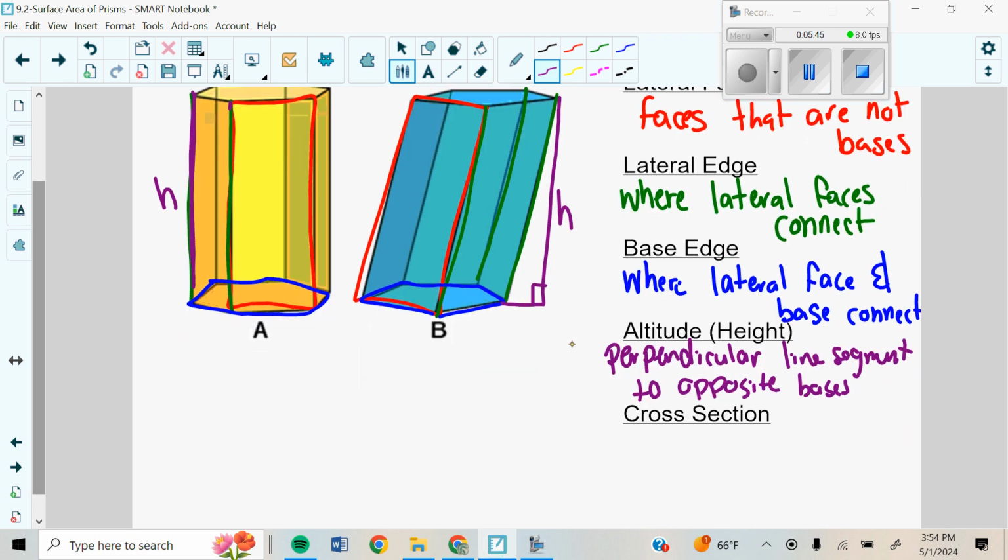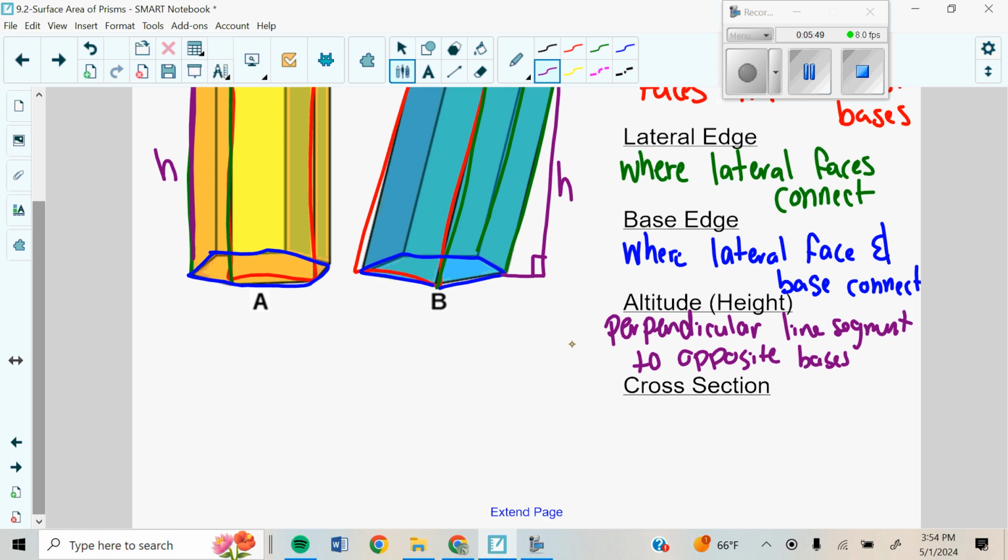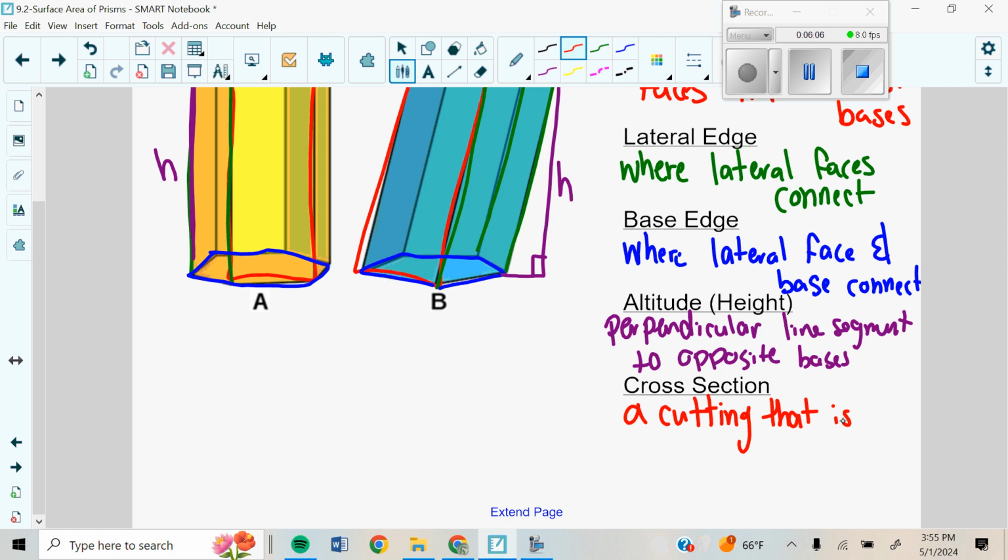All right, now we're going to talk about a cross section. A cross section is a cutting that is parallel or perpendicular to the base of the shape. Okay, so a cutting that is parallel or perpendicular. I used my shortcuts, parallel or perpendicular to the base.